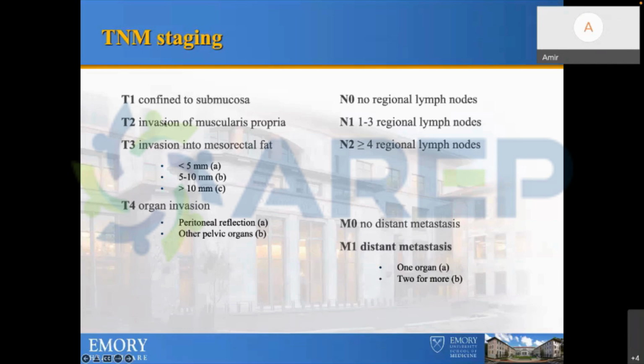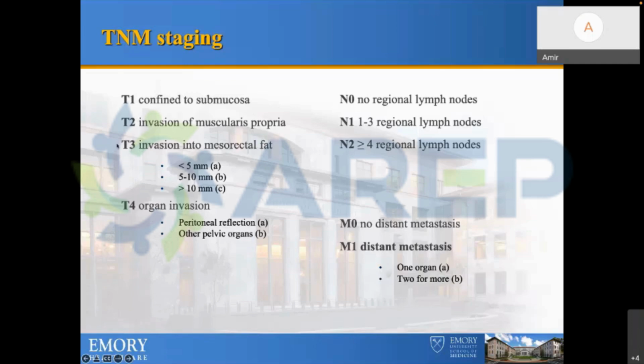T1 and T2 stage, we can't differentiate much on MR. I will show examples of that. So we're going to say there's a tumor, it might be T1 or T2. Doesn't matter. Surgery would be the treatment of choice for this because it hasn't extended beyond the muscularis layer.